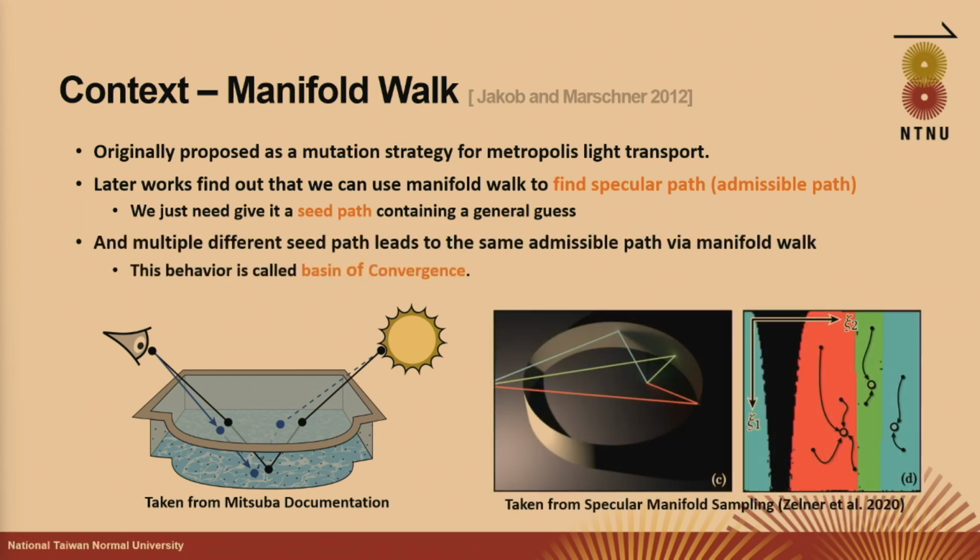So this leads to an interesting behavior called basin of convergence, where many different C paths may lead to the same admissible path after applying the manifold walk. So now we are trying to find these basins instead of those few directions that we want to find. This makes sampling these caustics a lot easier.